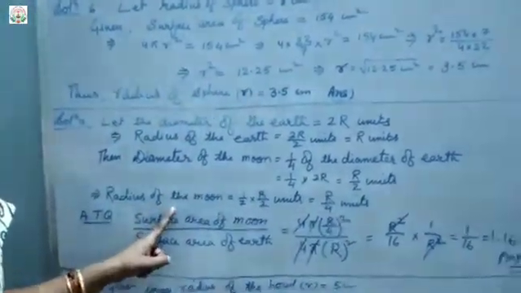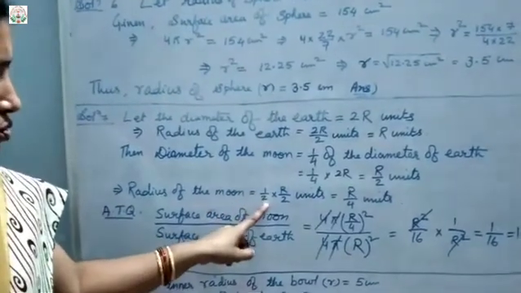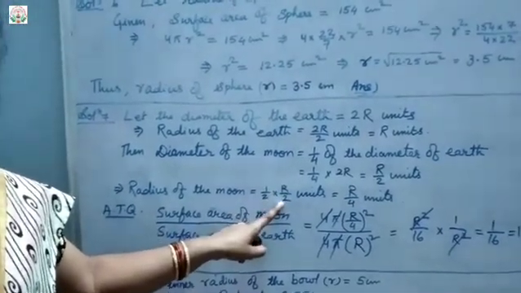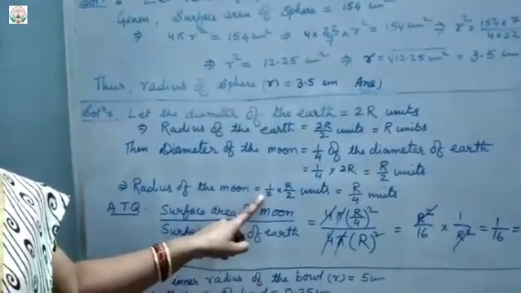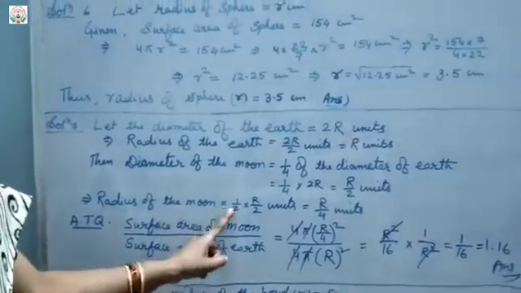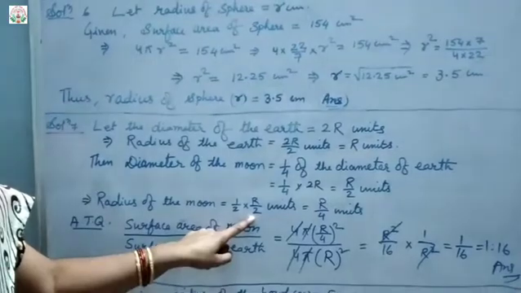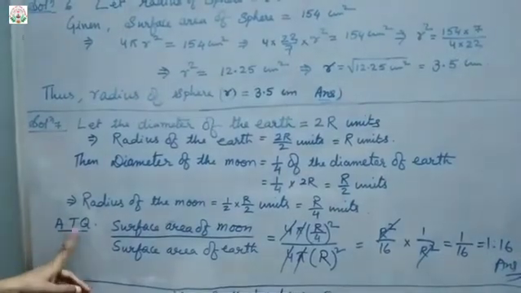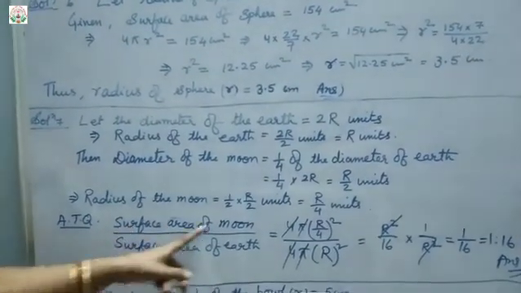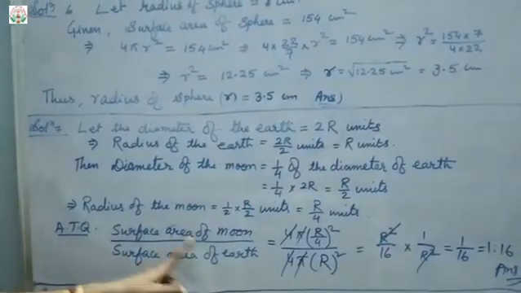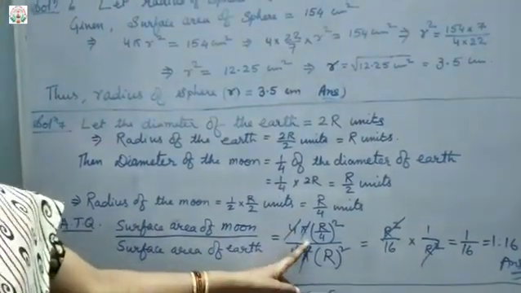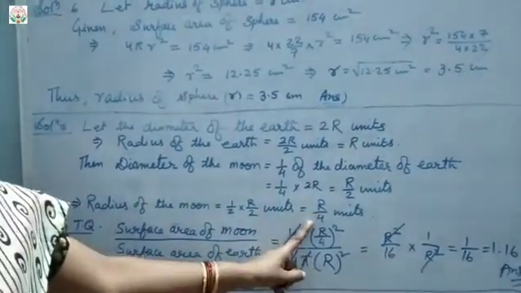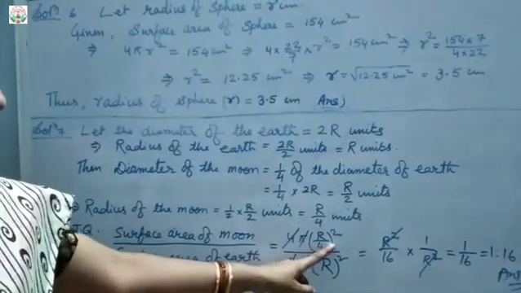Now radius will be what? Diameter upon 2. So 1 upon 2 into R upon 2, because the diameter is R upon 2. So half of the diameter is the radius. So radius of the moon is R upon 4 units. Now according to the question, we have to find the ratio of the surface area of the moon upon surface area of the earth. Now put the formula, that is 4 pi r square. Radius of the moon is R upon 4. So we will put here R upon 4 whole square.